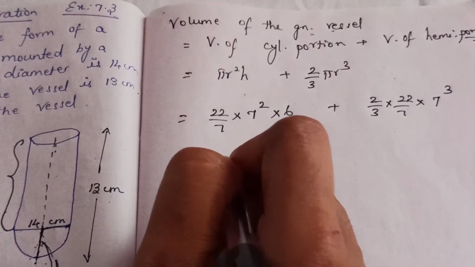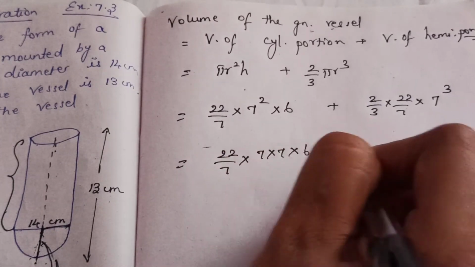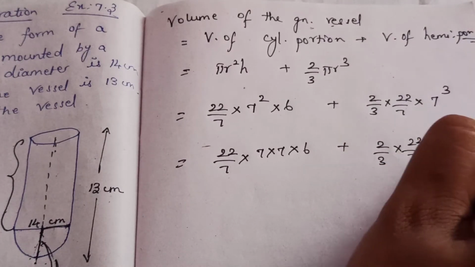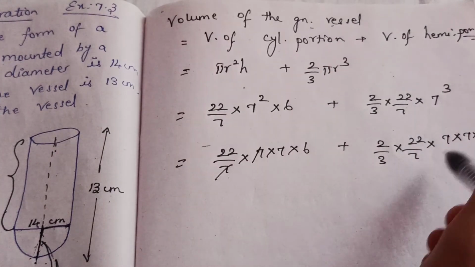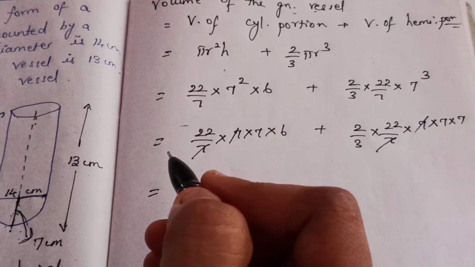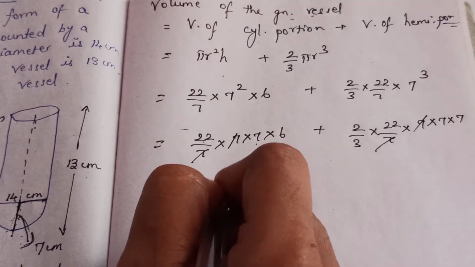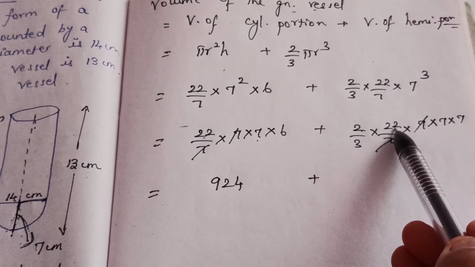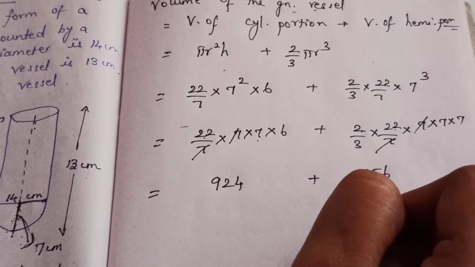Now let us calculate the value. So 22 by 7 into 7 squared can be written as 7 into 7 into 6, plus the next part, 2 by 3 into 22 by 7 into 7 cube. So writing 7 three times, here one 7 gets cancelled. The same way here also one 7 gets cancelled. Now we have to multiply 22 into 7 into 6. On multiplying, the value will be 924, plus here we have to multiply 2 into 22 into 7 into 7. So it will be 2156 divided by 3.